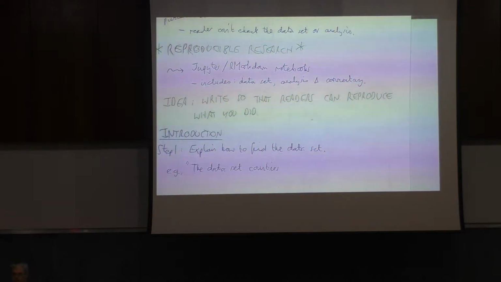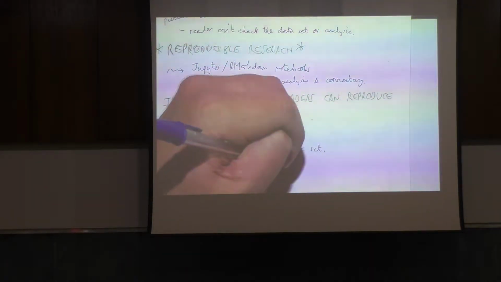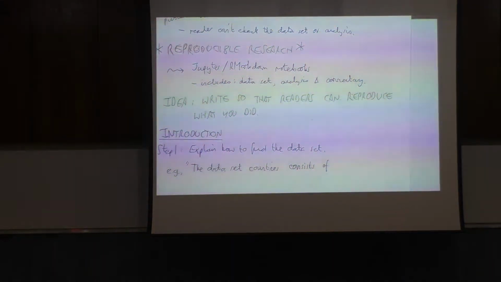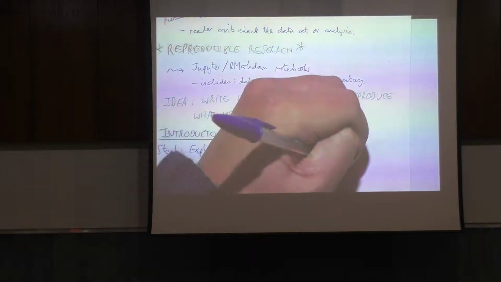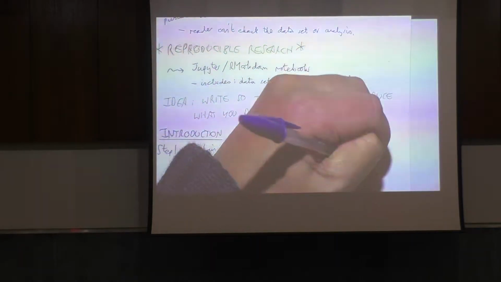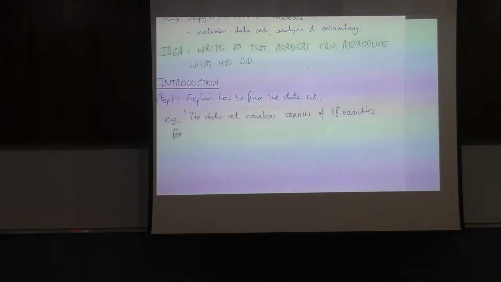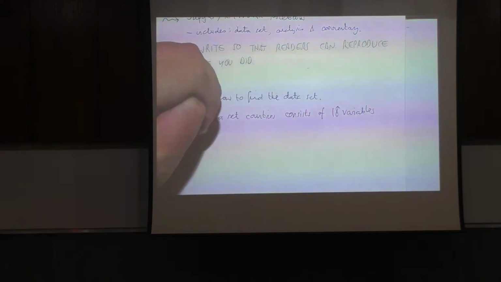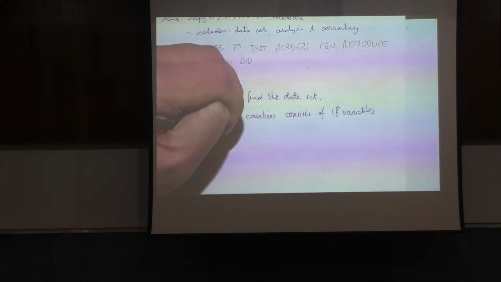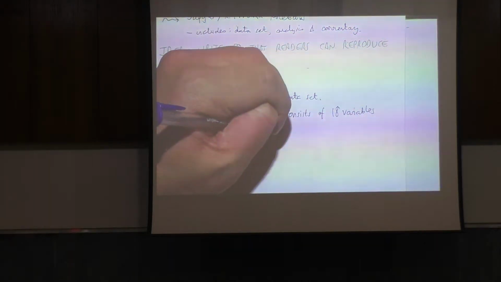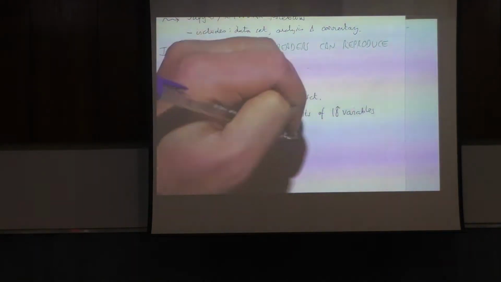So maybe you'll start by something like, the data set countries consists of 18 variables for 158 countries, taken from the CIA World Factbook.